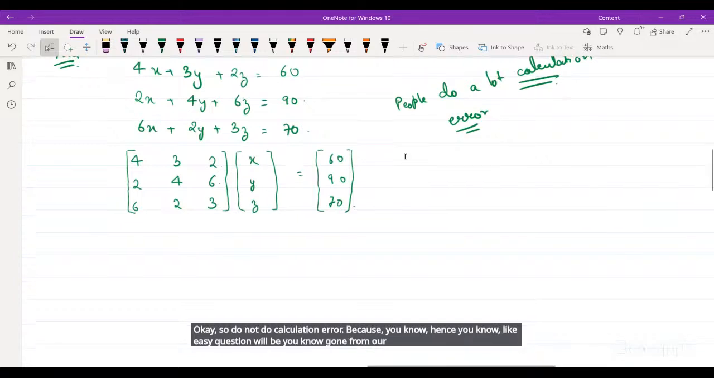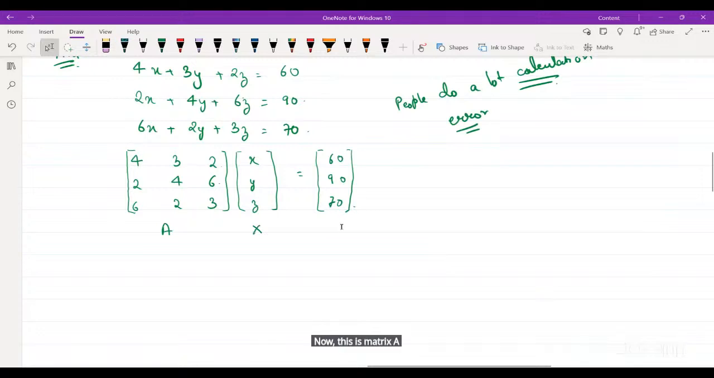Now, let's see. This is matrix A, this is matrix X, this is matrix B. First, let's find the determinant of A. So this is 12 minus 12. This is 0 minus 3 minus 3. 6 minus 36 is minus 30 plus 90 plus 2.